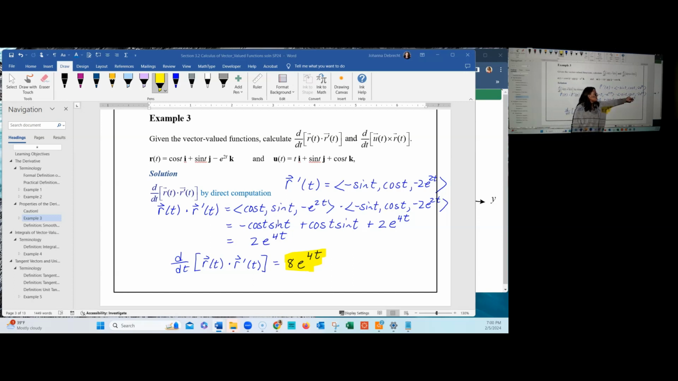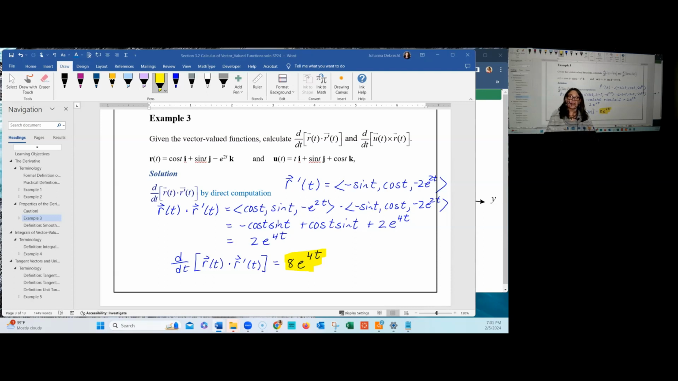Since the bases are the same, you add the powers. 2t plus 2t gives you 4t. Then this gives you 2e to the 4t. Finally, to compute the derivative of it, I simply take the derivative with respect to t of 2e to the 4t, which led to 8e to the 4t power.